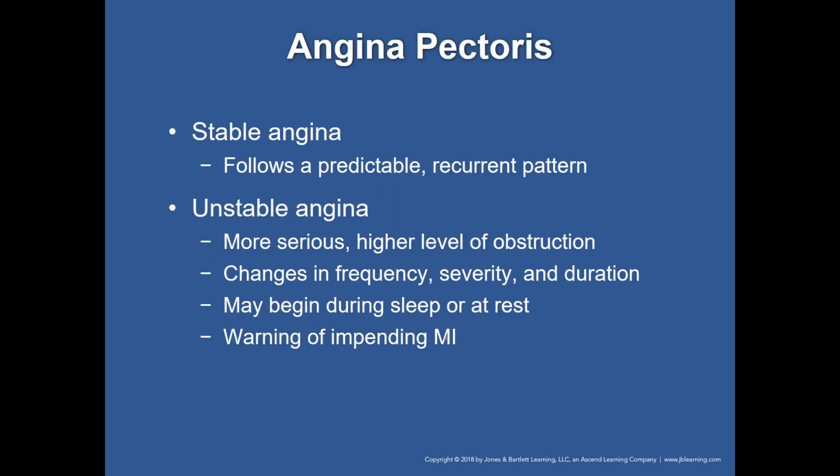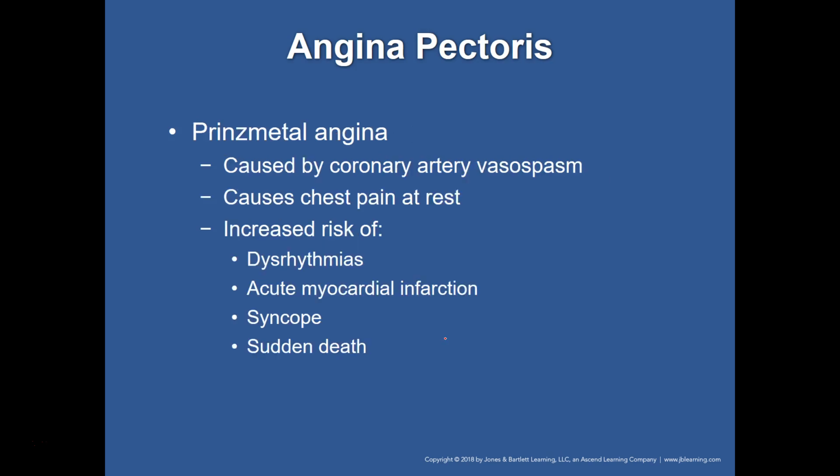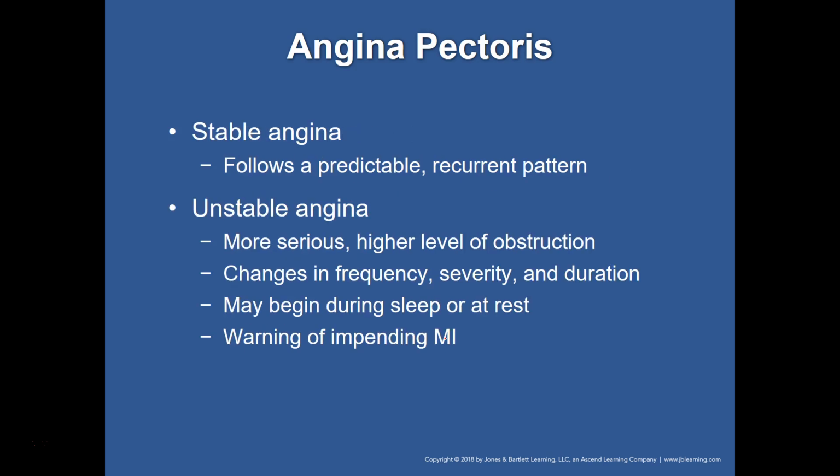Stable follows predictable recurrent patterns. So every time you mow the lawn, you start to get that shortness of breath or that chest pain. So you sit down, start feeling a little bit better, then you're able to finish the lawn. That's what we're talking about, stable. So pain occurs after a predictable amount of exertion. Maybe you need to take some nitro. Maybe you just need to sit there for a little bit.